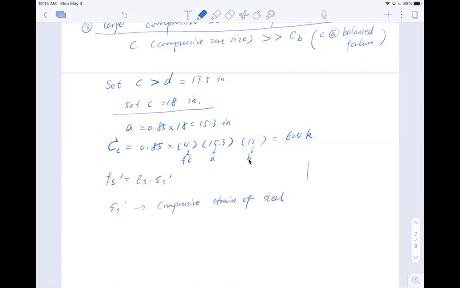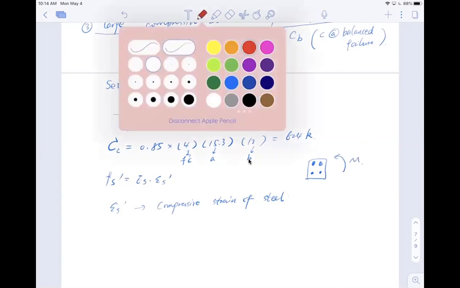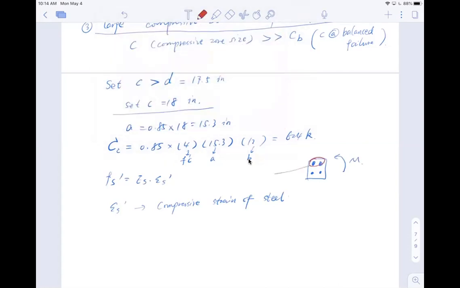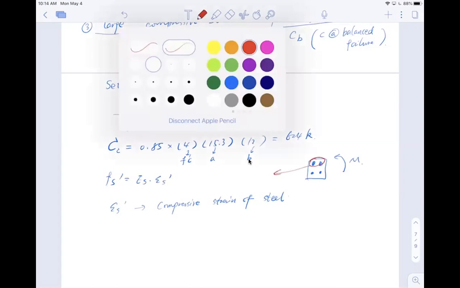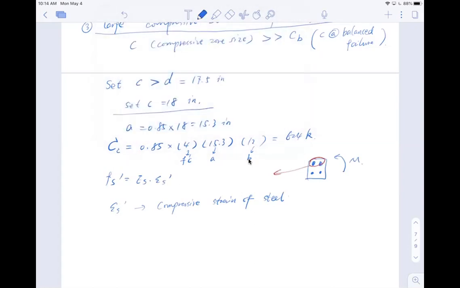Right, so if this is a section, and my bending moment is going this way, we're talking about this part here. So now I have to compute it first, and I can compute that. Epsilon s prime equals epsilon cu multiplied by a depth.